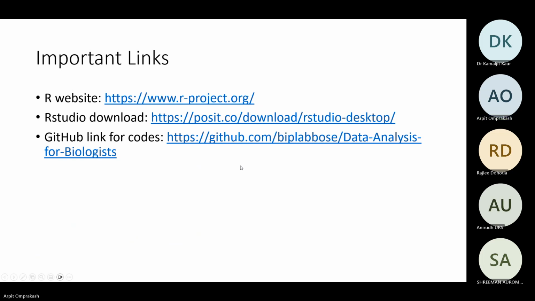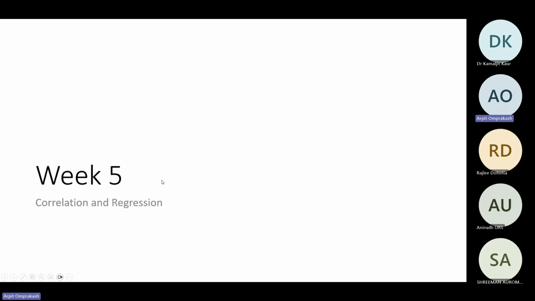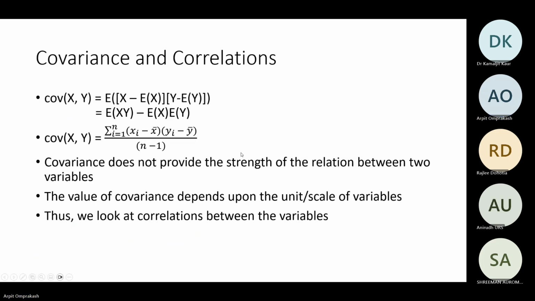So we'll start with week 5, which is about correlation and regression. Before that, does anyone have any issues for previous weeks' materials? Does anyone have any doubts? Okay, so we'll be continuing with week 5 lectures. First we'll go through all the lecture materials till a point, and then we'll look at some R codes to perform regression and correlation.